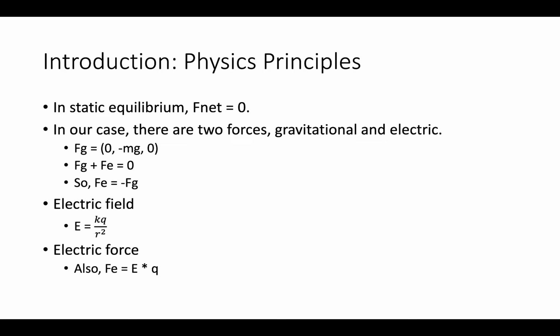We know that in static equilibrium, F net is equal to 0. In our case, we found that there were two forces, gravitational and electric. The force of gravity is <0, -mg, 0>. Because our system is in static equilibrium, we know that Fg plus Fe will equal 0. So we know the electric force will be the negative of the gravitational force.